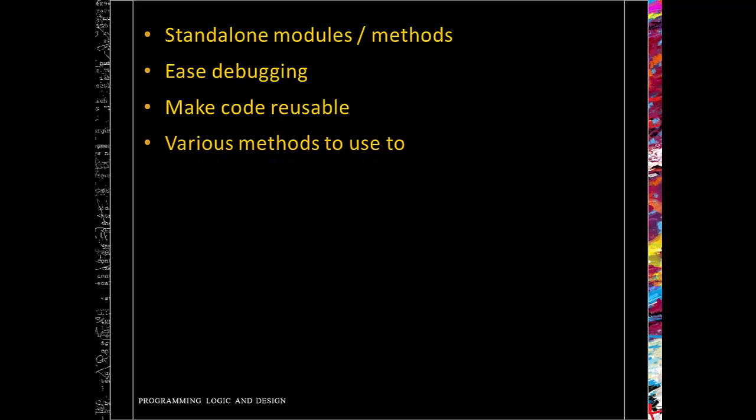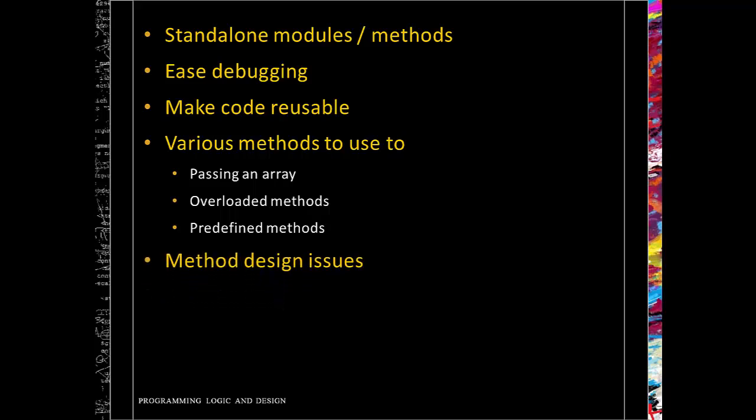We consider various methods a programmer could use when developing an application, important aspects when passing an array to a method or creating overloaded methods, after which the focus shifts to using predefined methods. In the last theme, we will investigate selected method design issues, which include implementation hiding, cohesion, and coupling. This learning unit concludes with an explanation of what recursion is.